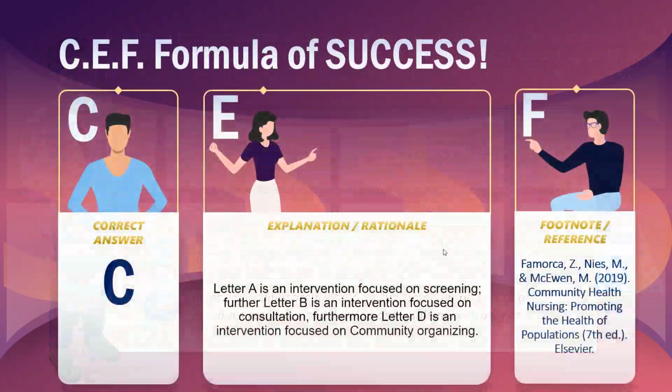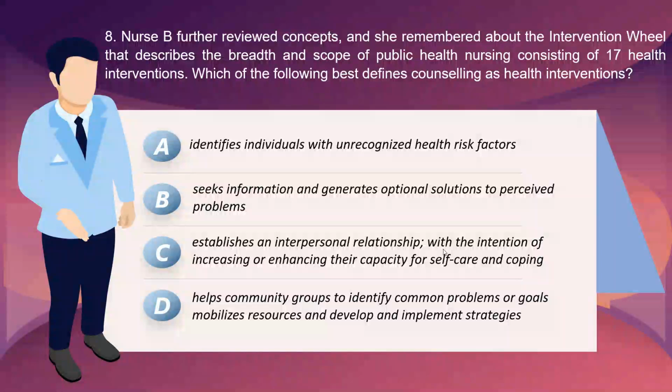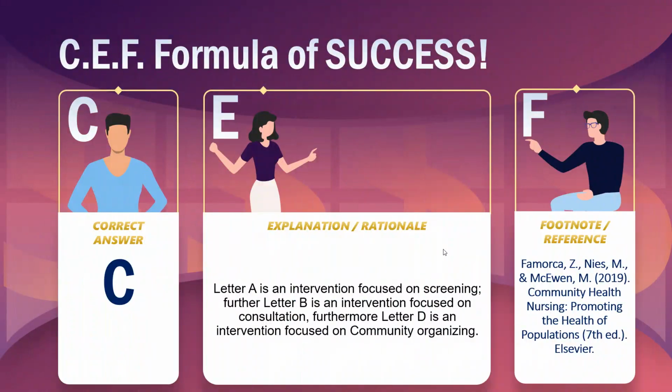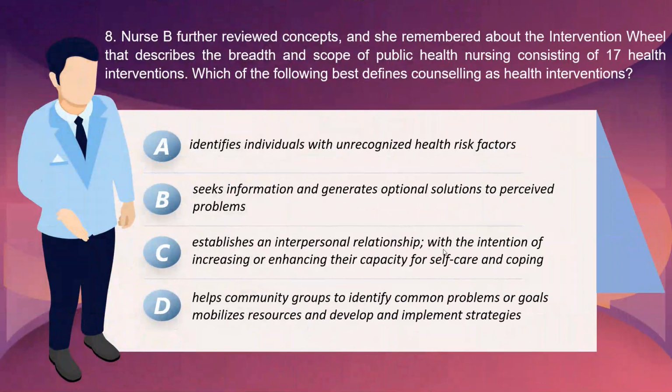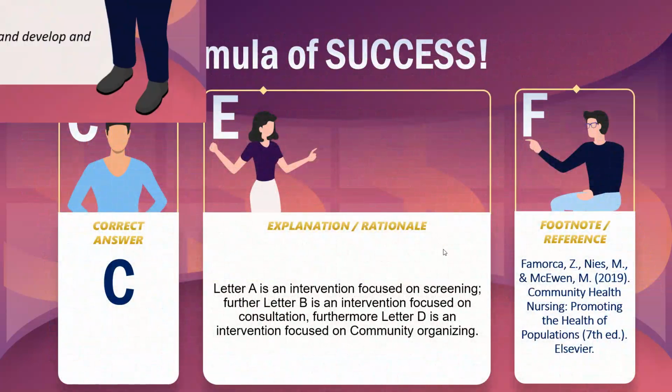The correct answer here is letter C, because letter A is focused on screening. When it says identifies unrecognized health risk factors, that is actually screening. Letter B is focused on consultation because you are already having your clinic visit. Furthermore, letter D is focused on community organizing because you are letting the people identify their problem and mobilize them to implement a specific strategy. So the answer here is letter C. That's letter C for number 8.